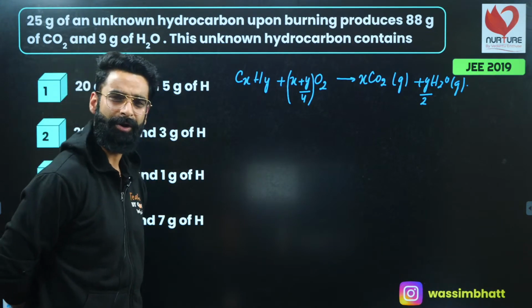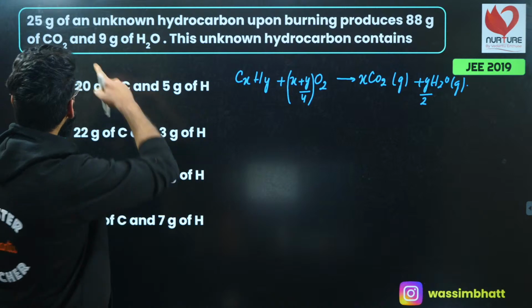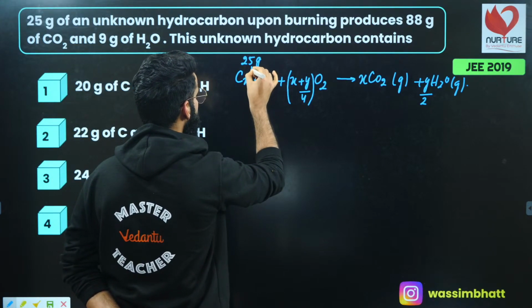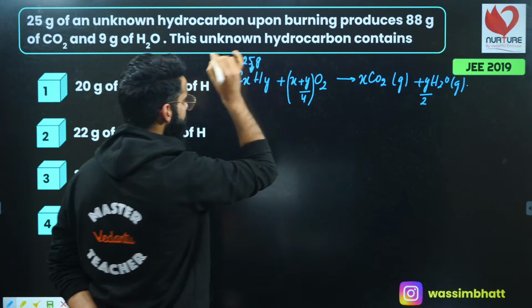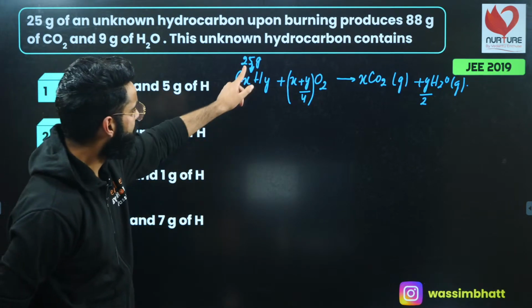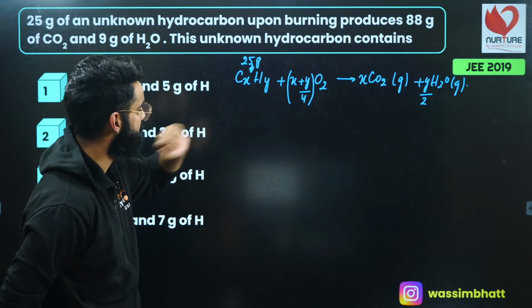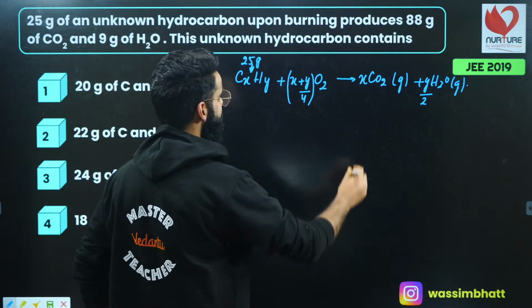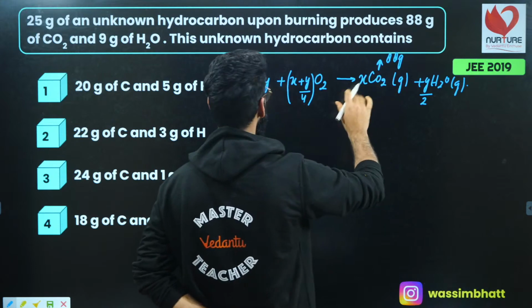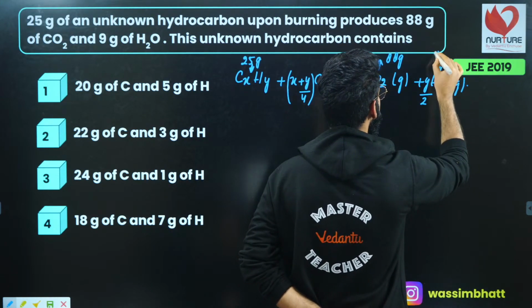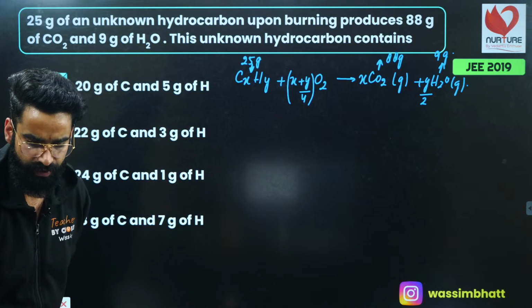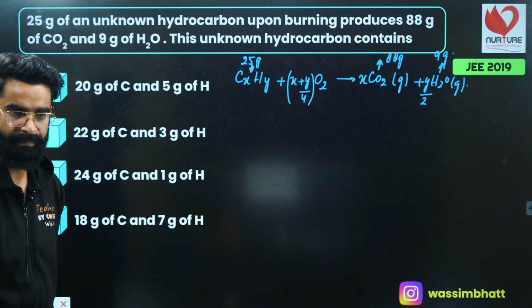Now we will understand what all parameters are given to me. I'm given 25 grams of this unknown hydrocarbon. As per the question, when 25 grams of this unknown hydrocarbon undergoes combustion, it produces 88 grams of carbon dioxide, and we get some 9 grams of water as well, as per the question, correct?